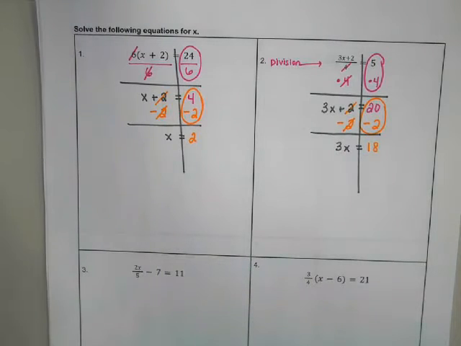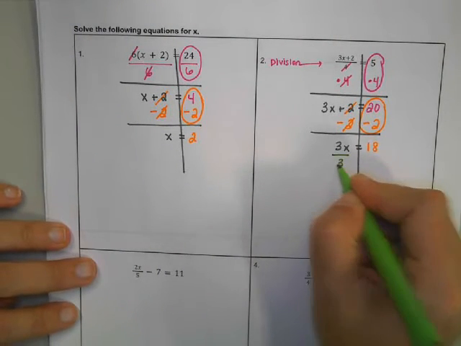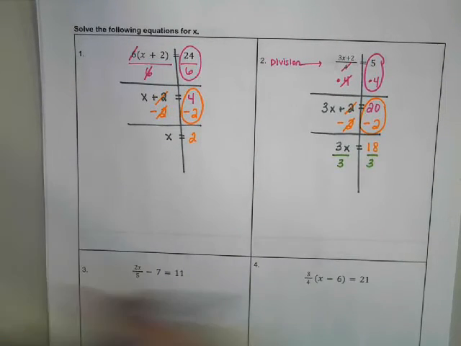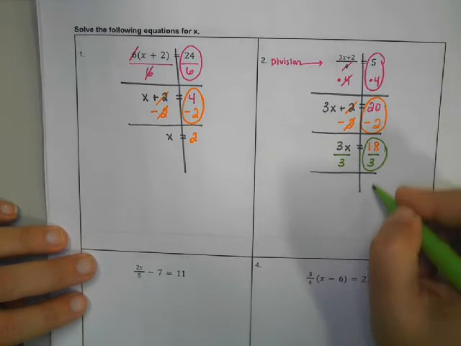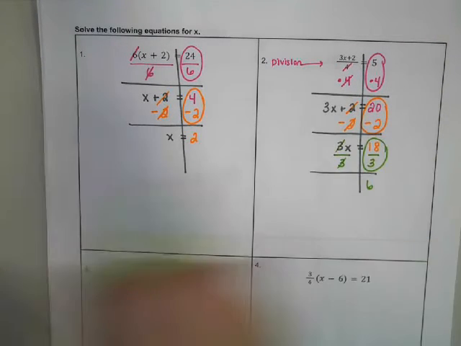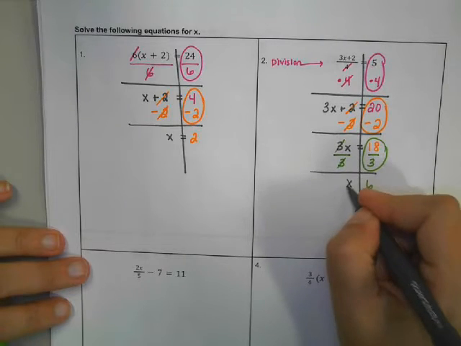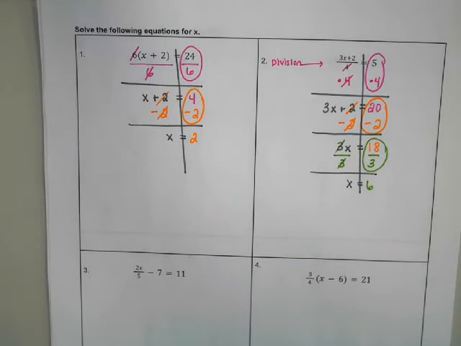And then I'm going to divide by 3 on both sides, which gives me 18 divided by 3 is 6. The 3's cancel, and so I just have x. And we're done.